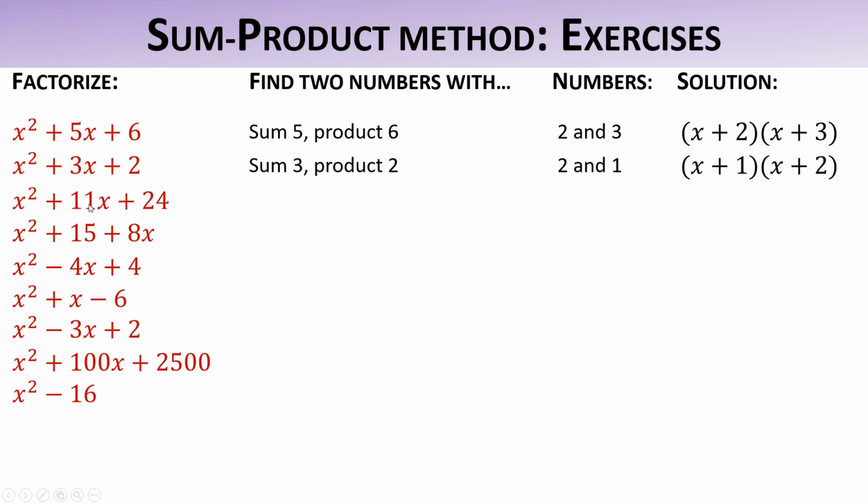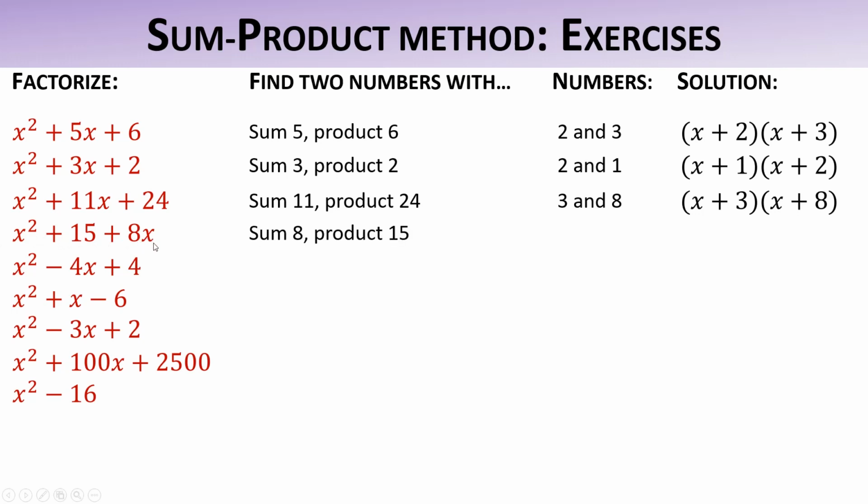Here the sum is going to be 11 and the product is 24. And two numbers with sum 11 and product 24 are 3 and 8. So the result is x plus 3 times x plus 8. Here, be careful, the sum is going to be 8 and the product is 15, even though this is in a weird order. So we're going to look for two numbers with sum 8 and product 15, and those two numbers are going to be 5 and 3. So this is our solution.